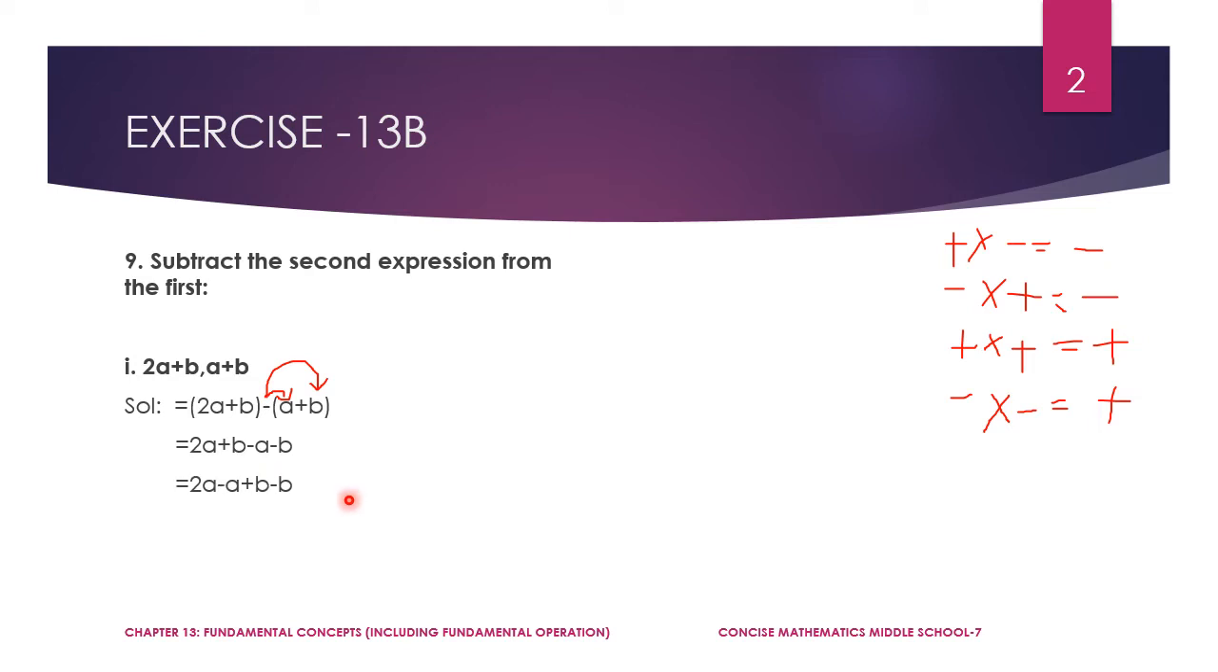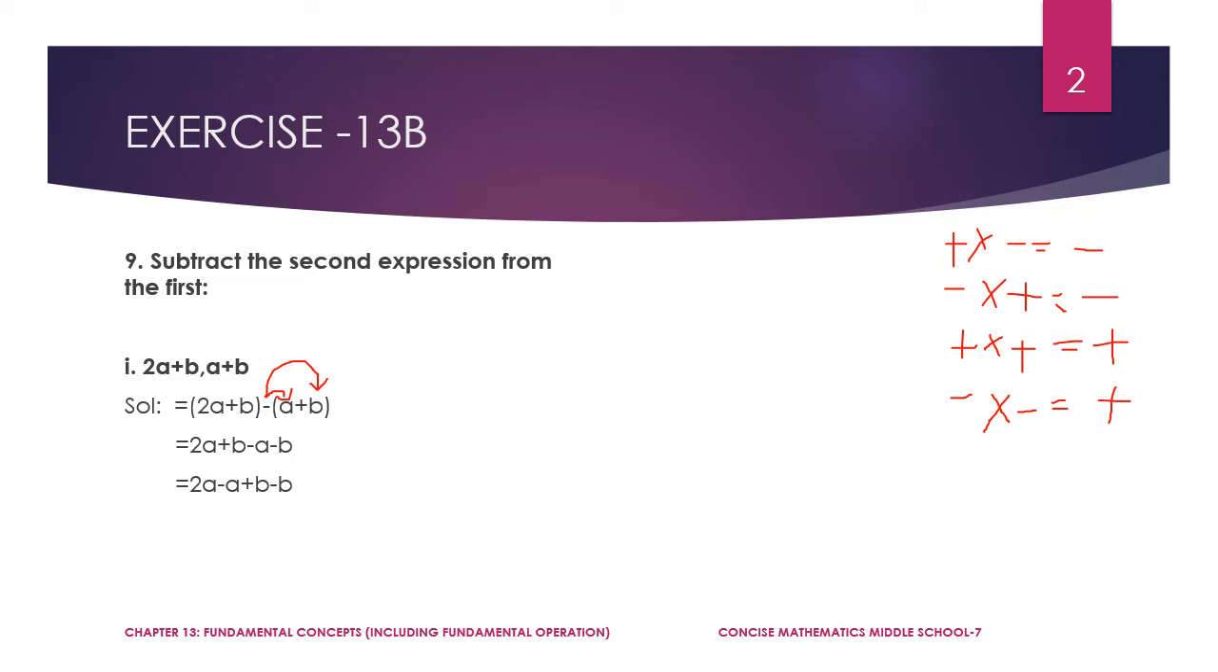Now just arrange all the like terms together, that is 2a minus a. I already told you what a like term is. Like terms are nothing but terms having the same variables. You don't need to worry about the numerical coefficient. See, here the numerical coefficient is 2 and here it's 1. It doesn't matter, but you have to look only for the variables, that is a. Both are having the a, so these both are like terms. b and minus b are like terms.